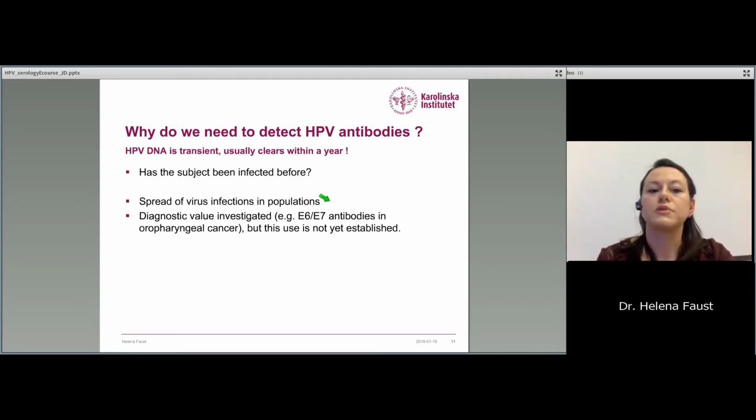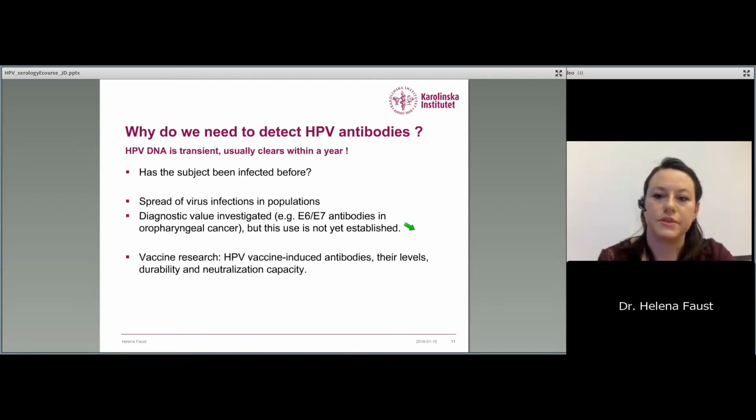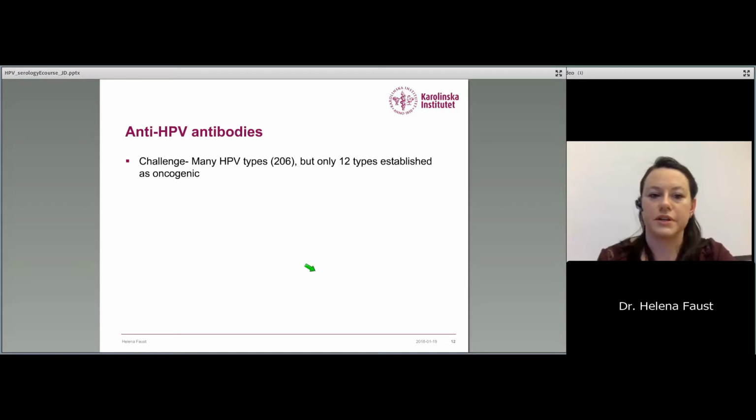We want to know about the spread of the virus infection in the population, called seroprevalence. Then antibodies also have some kind of diagnostic value, especially antibodies to the E6 and E7 oncoproteins, but these are still in an establishment state and not clinically used. And of course, vaccine research. We have to detect antibodies to HPV to know the HPV vaccine-induced antibodies, their levels, durability, and their capacity to neutralize.